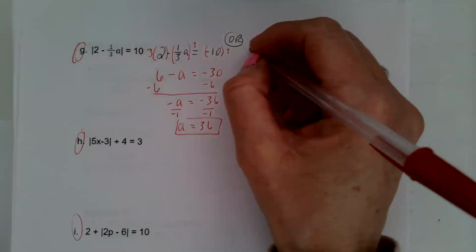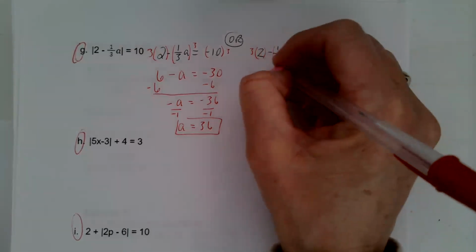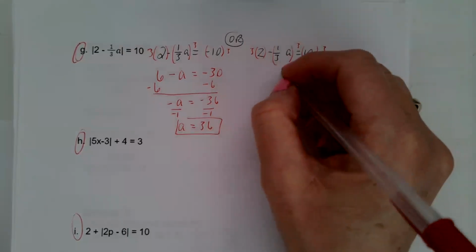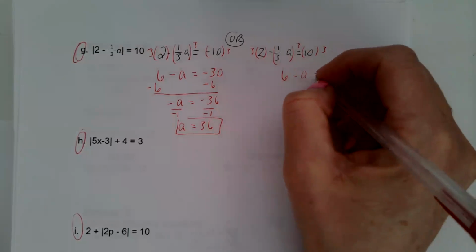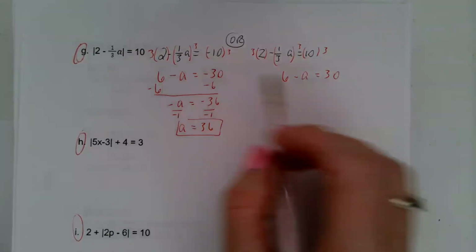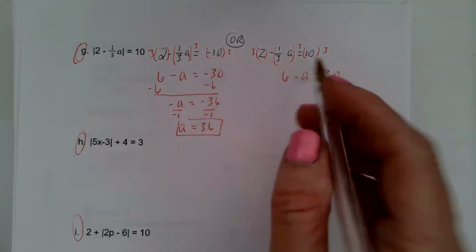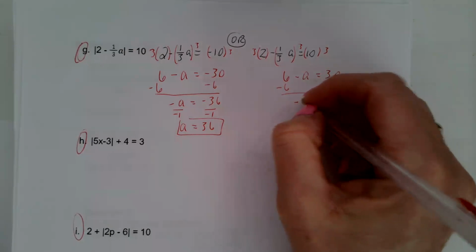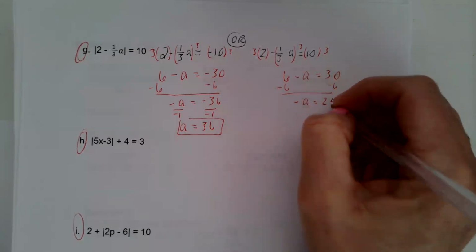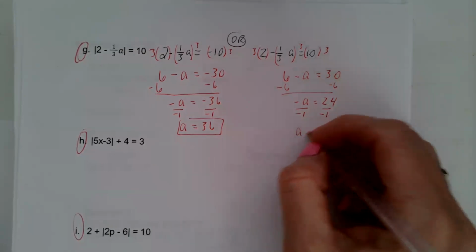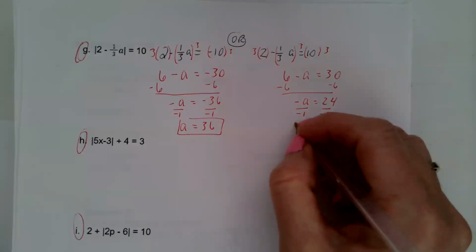We're going to multiply this equation by 3 as well to eliminate the fractions. Very similar to the left equation, 6 minus a equals a positive 30. So again, we're going to subtract 6 and divide by negative 1, and we get a equals negative 24.